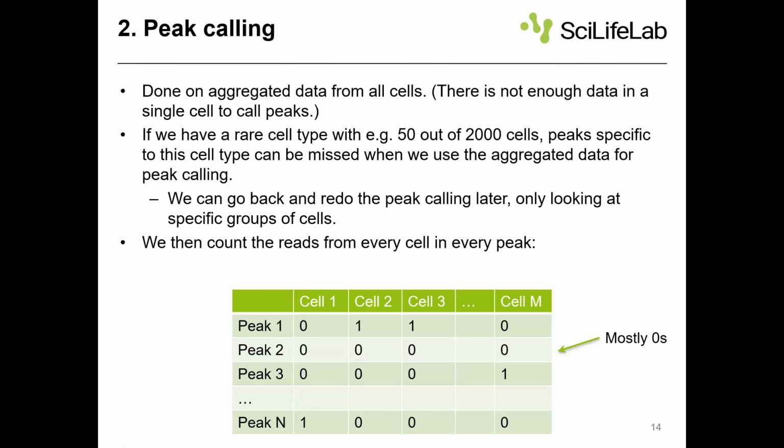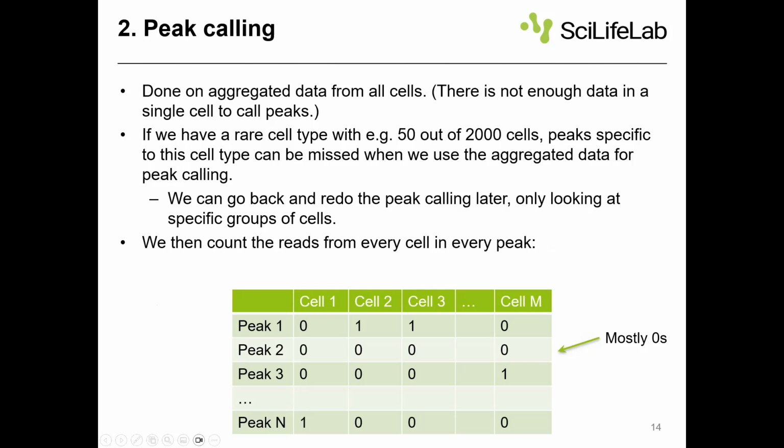And you might also later want to go back and redo this for a specific cell type. Because maybe if you have a rare cell type with just a few cells, like 50 or 100 cells, maybe the peaks that are specific to this cell type will be missed when you do peak calling on everything together. But then what you end up with in the end is a count table like this.